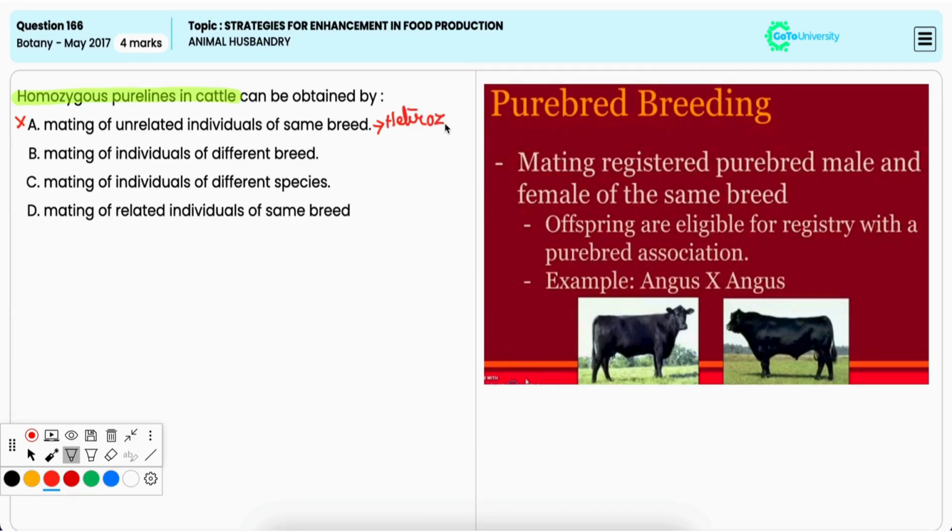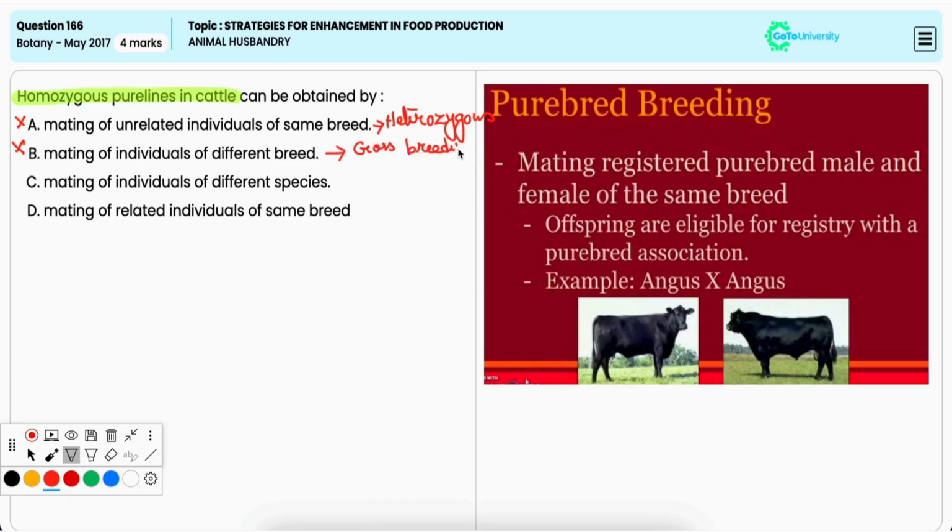Option B, mating of individuals of different breeds. It is also incorrect because mating individuals of different breeds results in crossbreeding, which also increases heterozygosity and genetic variation.